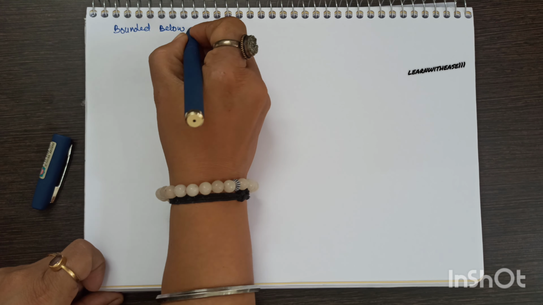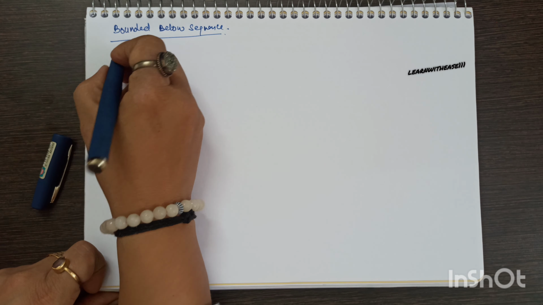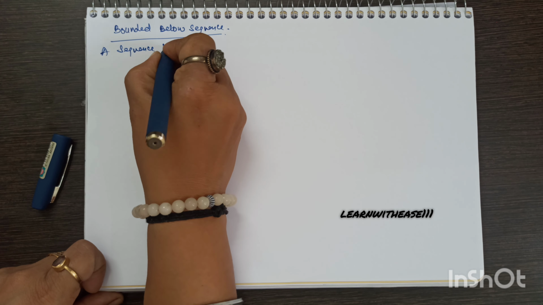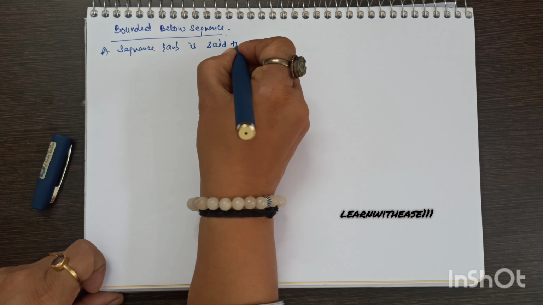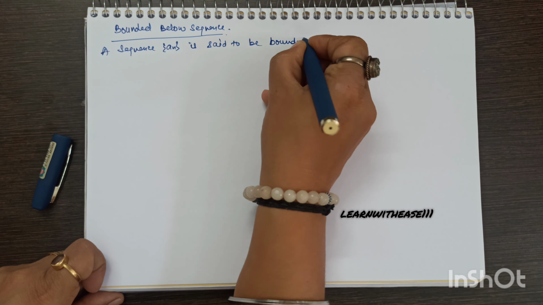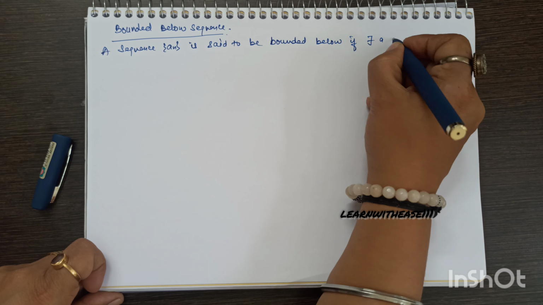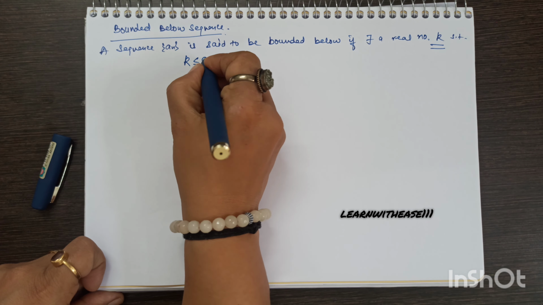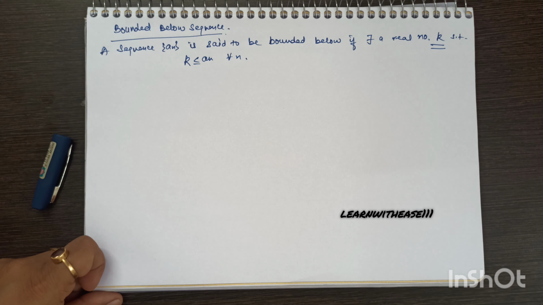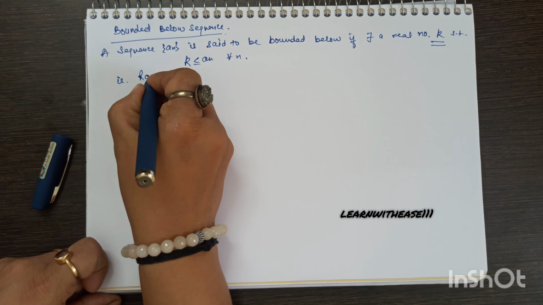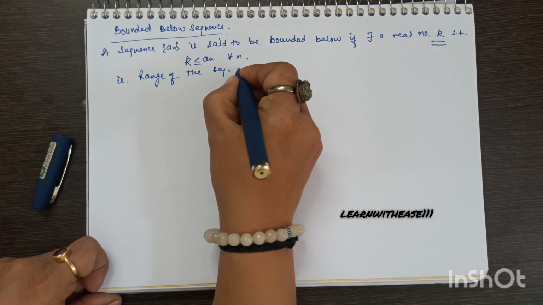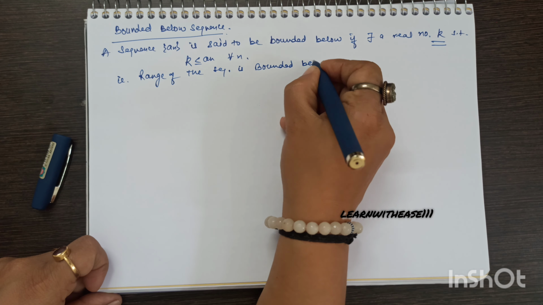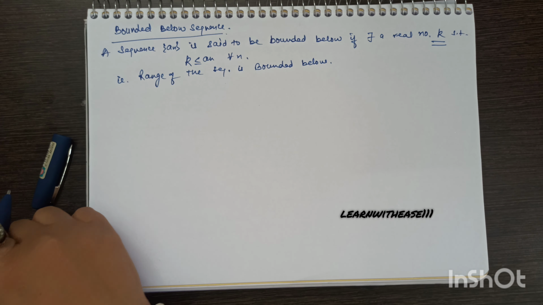Next is bounded below sequence. In a similar way, a sequence an is said to be bounded below if there exists a real number k such that small k, which I am taking here just for different representation, is less than or equal to an for all n belongs to N. Means the range of the sequence is bounded below, bounded from the lower side.